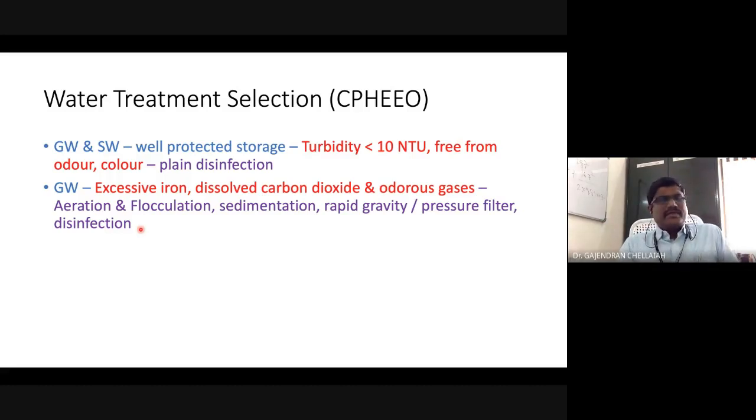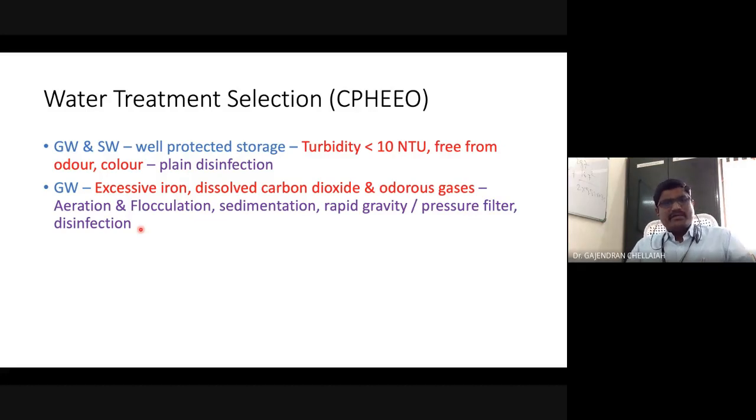So for groundwater and surface water, well-protected storage, the turbidity should be less than 10 NTU. I believe you people know what NTU is, Nephelometric Turbidity Unit. We will discuss what is WDT and all in the forthcoming classes. And it should be free from odor and color. Okay, so it will be plain disinfection. So these all are the recommendations for water treatment selection.